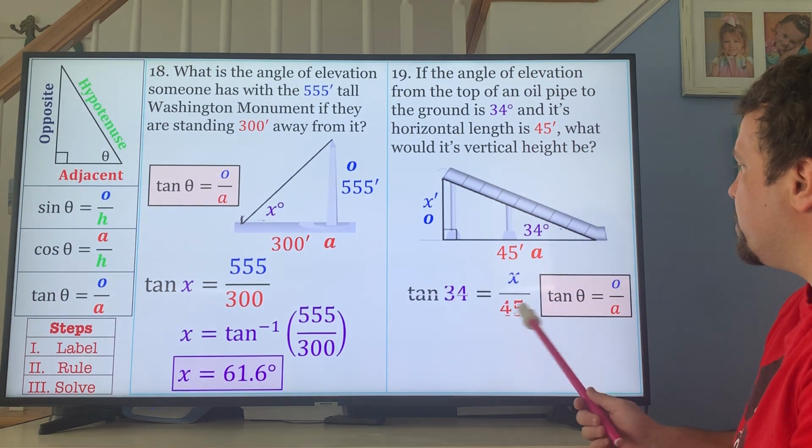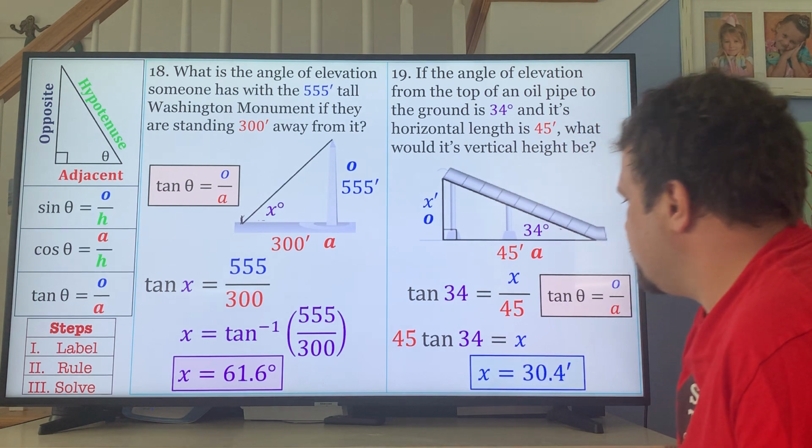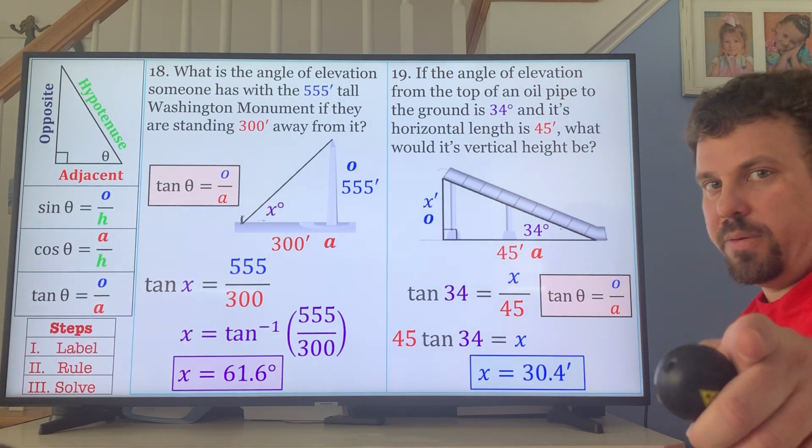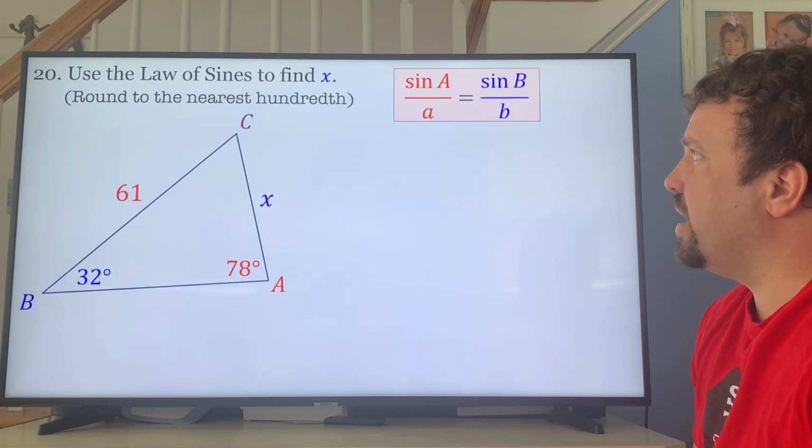Tangent 34 equals x over 45. 45 times tan 34 is 30.4. Hopefully you guys are doing awesome. All right, now there's two of these.